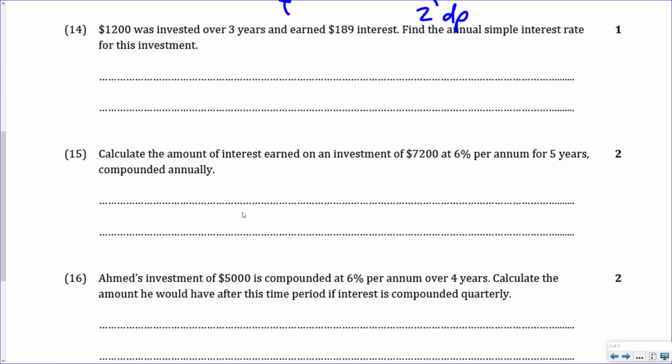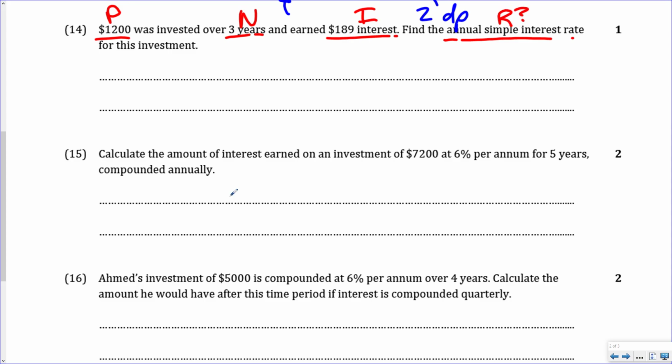Going on to question 14 now. So we see that $1,200 is invested for 3 years and earns that much interest. Find the annual simple interest rate for this investment. So what we've got here is one of those reverse simple interest questions, where now we need to find what the rate is. So we know what P is, we know what N is, we know what I is. So we're trying to find what R is.